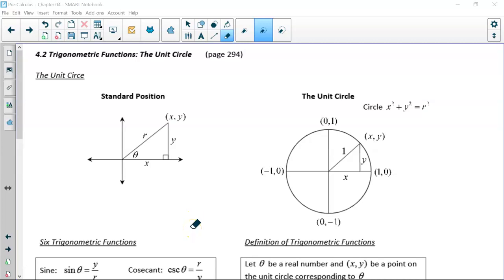Welcome back to section 4.2. We're going to be talking about the unit circle.